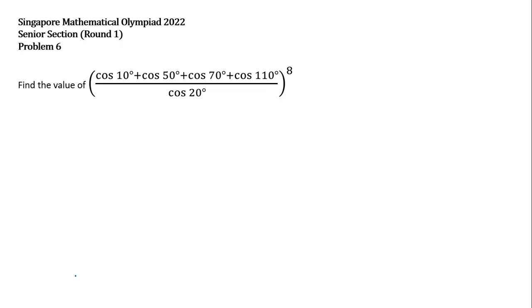Hello everyone. In this video, we will simplify the following expression. We have cosine 10 degrees plus cosine 50 degrees plus cosine 70 degrees plus cosine 110 degrees all over cosine 20 degrees raised to the power of 8. Obviously, we cannot directly simplify the expression in its current form because the angles here are not multiples of 30 or 45. Okay.